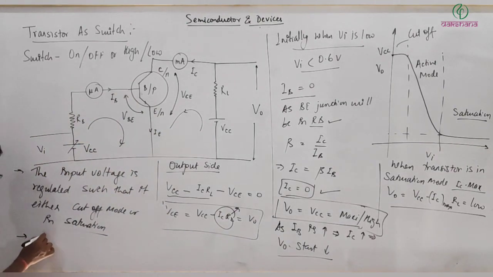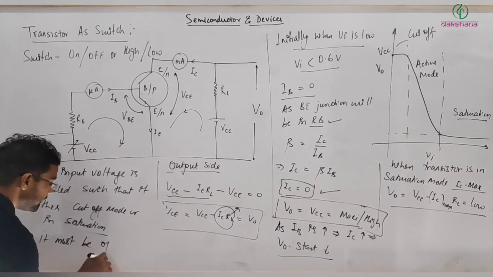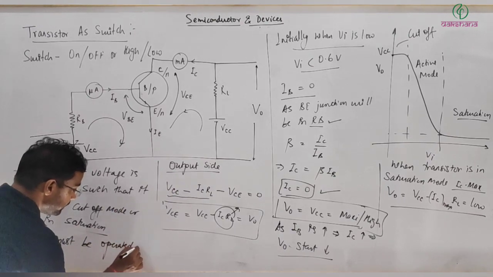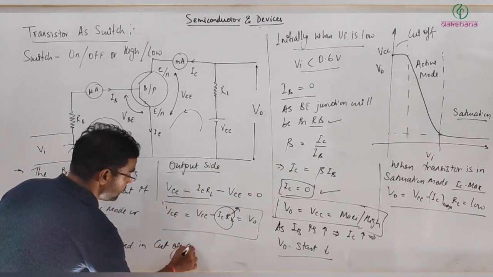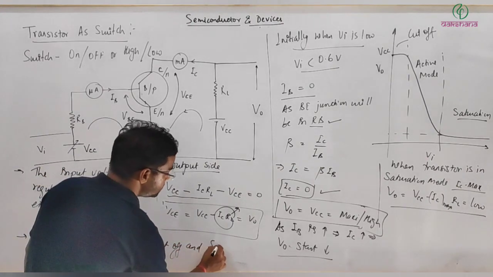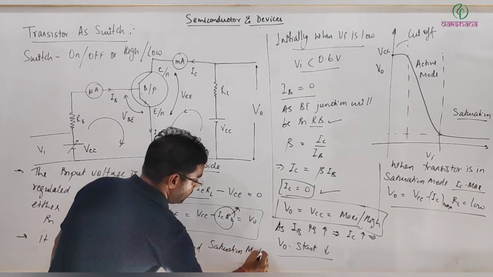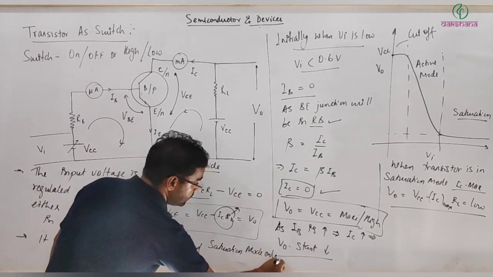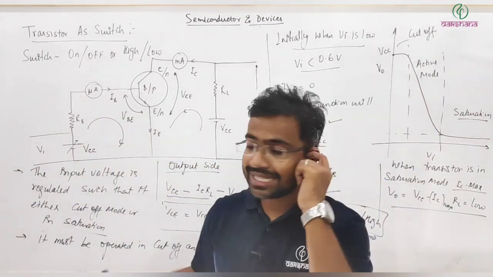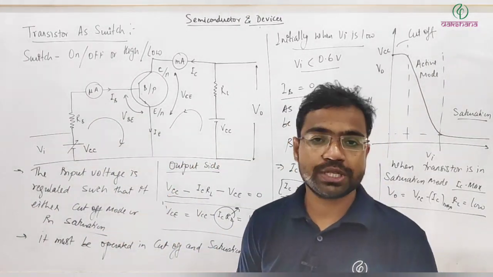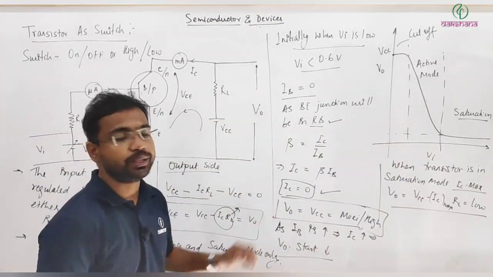So it must be operated in cut off and saturation mode only for using a transistor as a switch. So this is how a transistor can be used as a switch. I hope this point is clear, how we can use it.